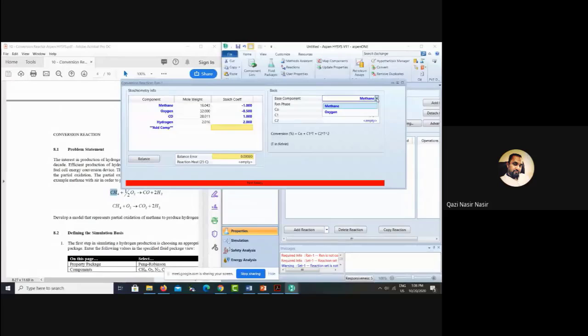How do they know methane and oxygen are the reactants? Because they are using this information. If you put -1 for methane and -0.5 for oxygen, it will show that these are the reactants. But of these two reactants, which is the main reactant that is converted? Methane. So methane has to be here, the main component. And you know that we have many reactions happening in the liquid phase, reactions happening in the gas phase, and reactions happening in both phases.